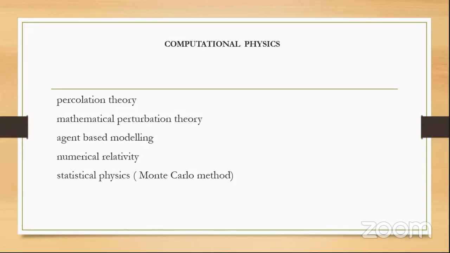Next, you can apply the computational techniques in physics also. First of all, in percolation theory. Simple thing I'm telling you, when it is percolation theory, that means the behavior of a network while the nodes or links are removed, that means it is basically a phase transition. Here certain branching processes come into the picture.